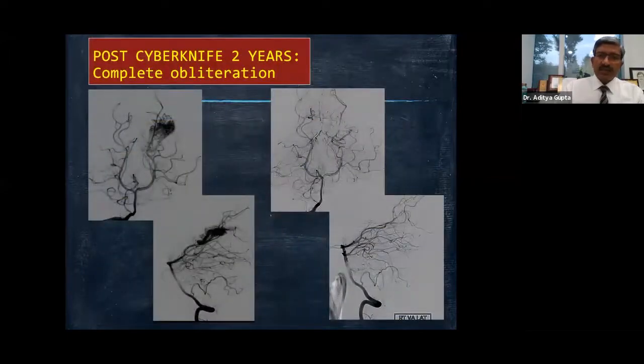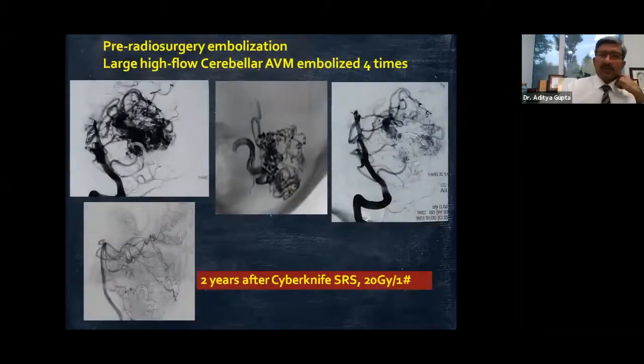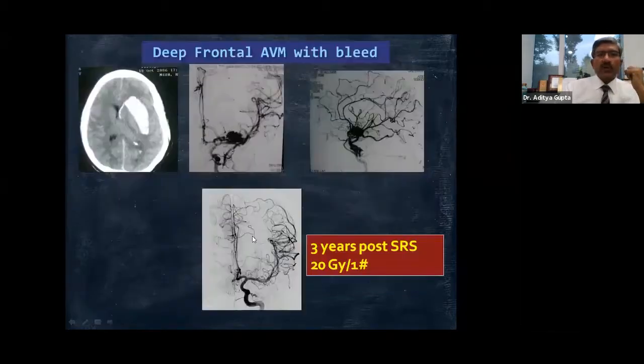This is the post-CyberKnife 2 years angiography. If you look carefully, you will see some embolization material here, and there is no AVM to be seen. Now, pre-radiosurgery embolization is very much required for complex large AVMs like this. So this is one patient whom my neuroendovascular colleague embolized 4 times. And at the end of this, I gave CyberKnife radiosurgery. And this is 2 years after CyberKnife radiosurgery. The AVM is completely cured.